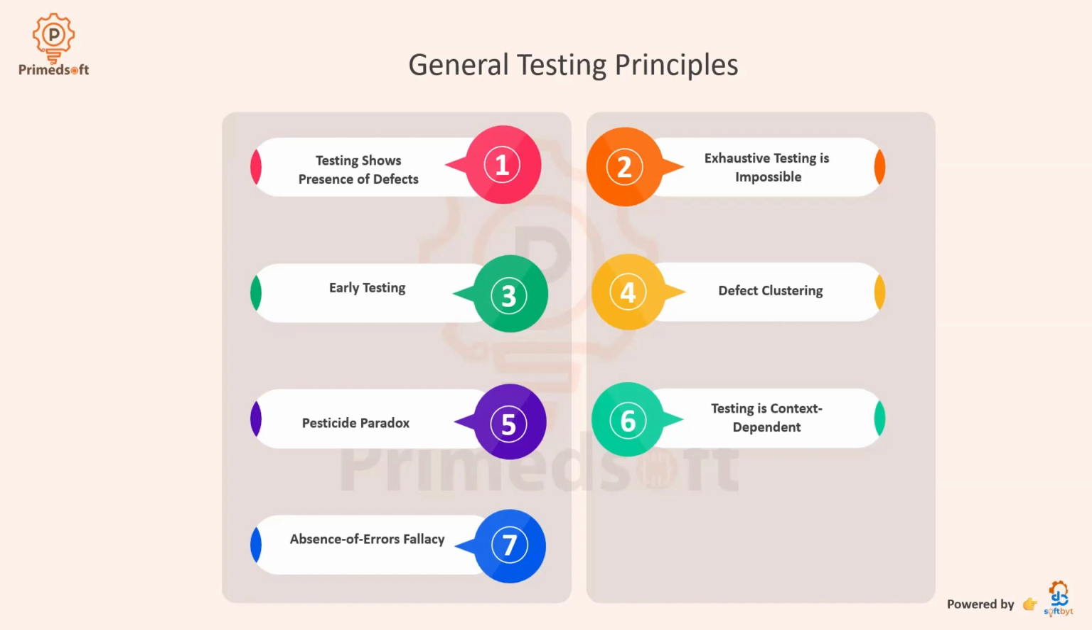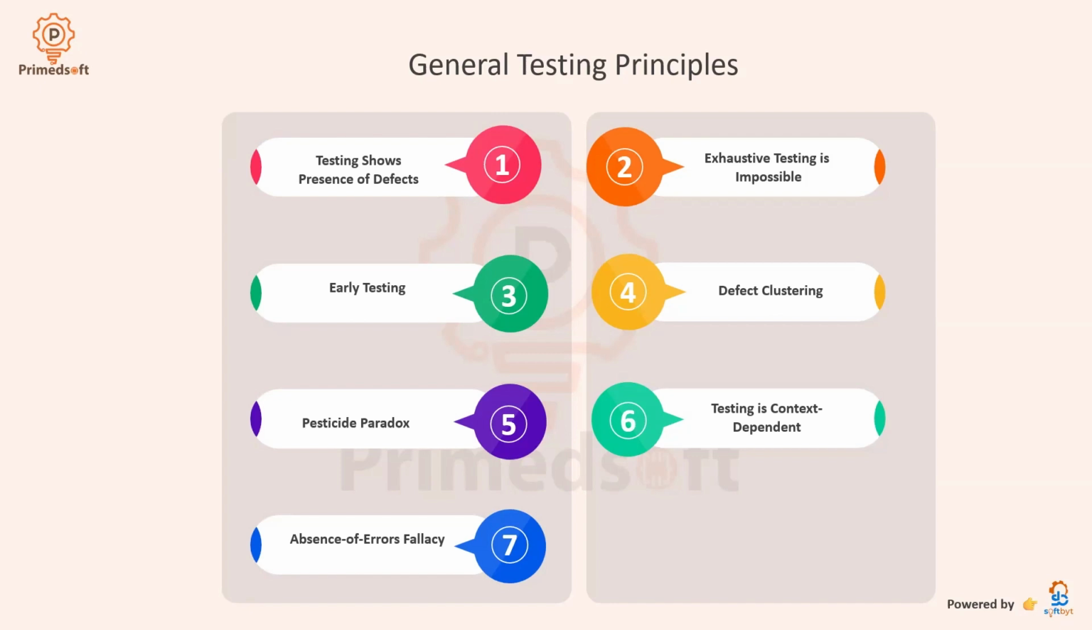Number 2 is exhaustive testing is impossible. It is impossible to test all possible input combinations and scenarios exhaustively due to resource constraints, time limitations, and the complexity of modern software systems. Testing efforts should be focused on areas of high risk and priorities.